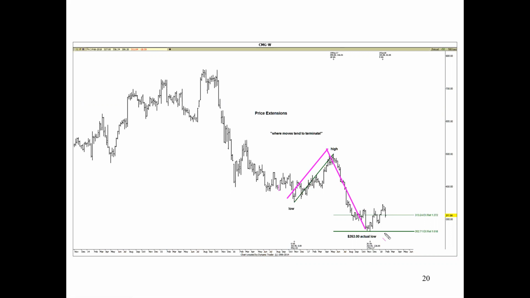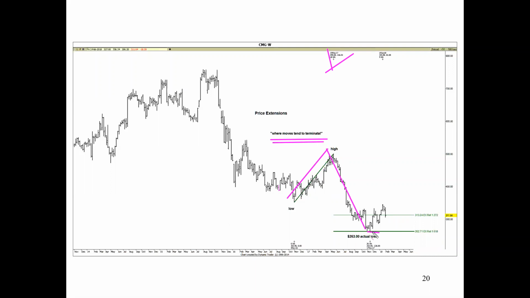So it looks like 262.71 was the 1618 extension of a major swing of $146. You can multiply that by the 1618 and then subtract it from the high, but obviously most of us just use the computers because almost every package has Fibonacci tools in it. Anyway, you want to remember that moves tend to terminate at extensions of prior swings.